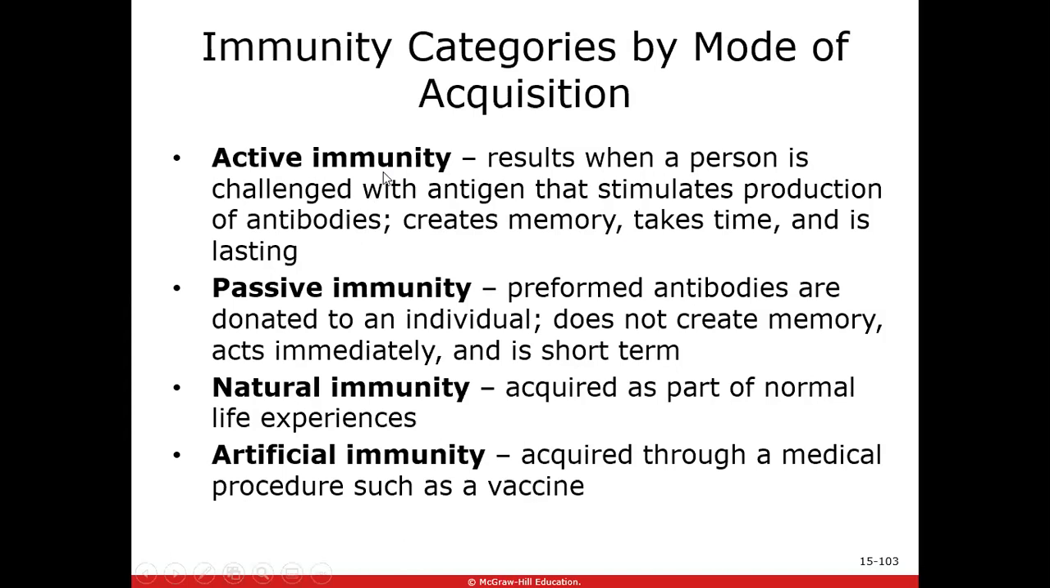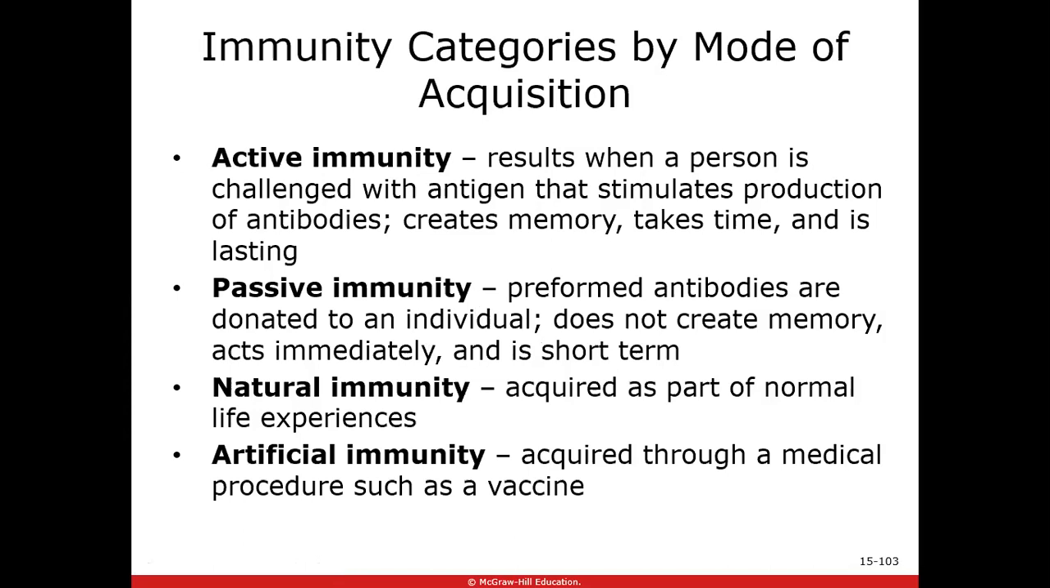It's like you get exposed to something, you get sick, and your body fights it off and wins, and you keep an active immunity. That's active immunity. Passive immunity is preformed antibodies are donated to an individual, does not create memory, acts independently short term. So let's say if someone already fought off a disease and then takes some of their plasma and gives it to someone else, it'll fight off the disease in that person, but it does not give long-term immunity. This takes care of it right then.